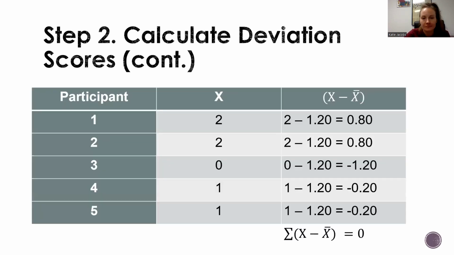All right. So when we go through and show all of our work, we see that our deviation score is 0.80 for the first participant. The second participant had the same score, so it makes sense. Their X value is 0.80 away from the mean. So when we do 2 minus 1.20, we get 0.80. In our third row, we have 0 minus 1.20 equals negative 1.20. Then we have 1 minus 1.20 equals negative 0.20. And then when we get to row 5, we have the same thing.